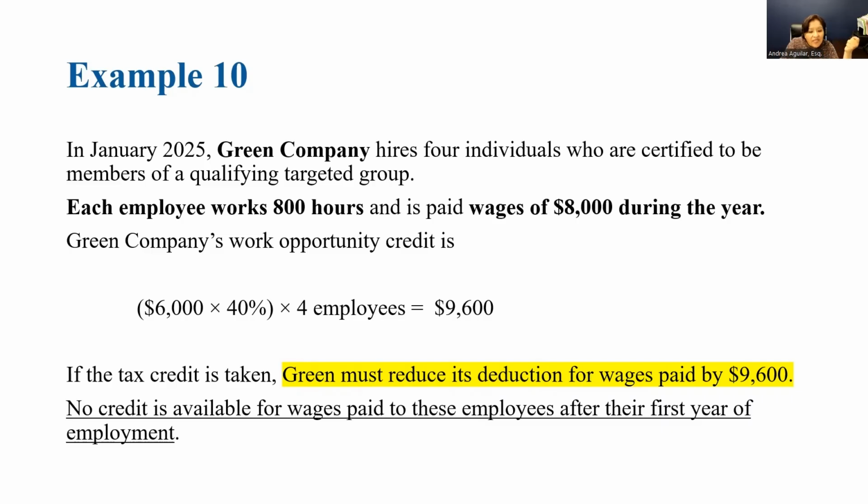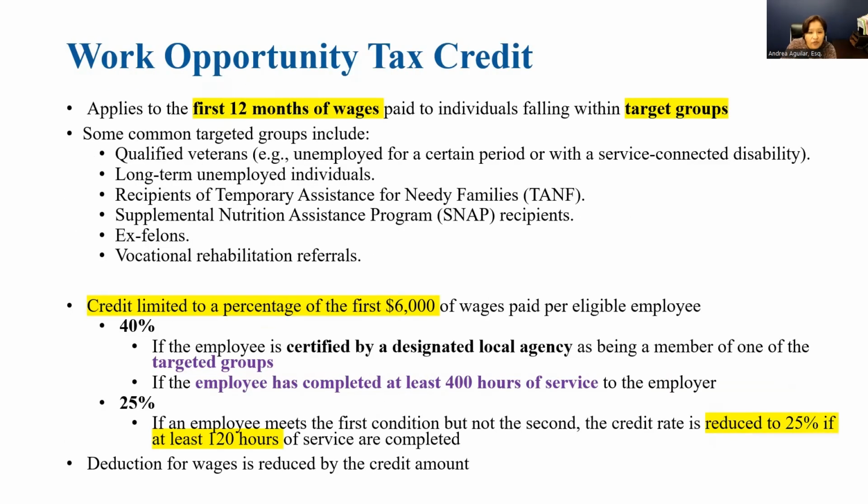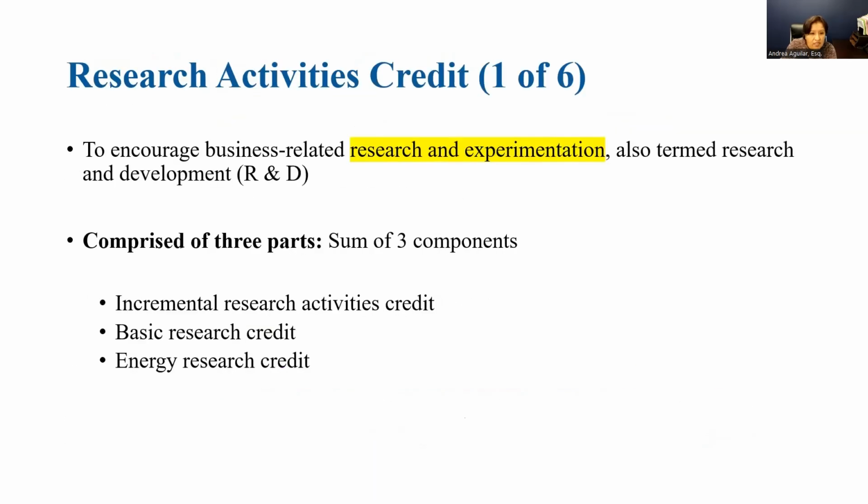Now, if the tax credit is taken, Green must reduce its deduction for wages paid by $9,600. No credit is available for wages paid to these employees after their first year. Yes, we know that because we said that you are only allowed to get a credit for the first 12 months. Here it is: it applies to the first 12 months of wages paid to individuals.